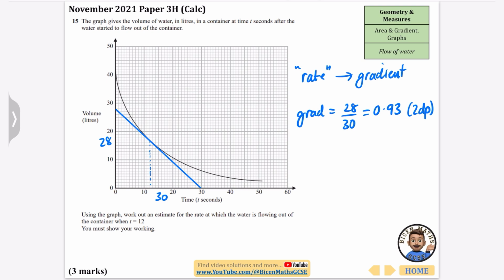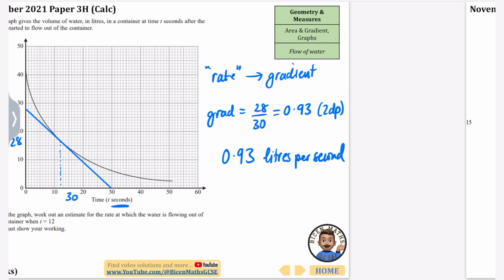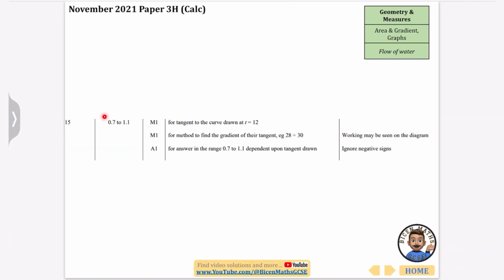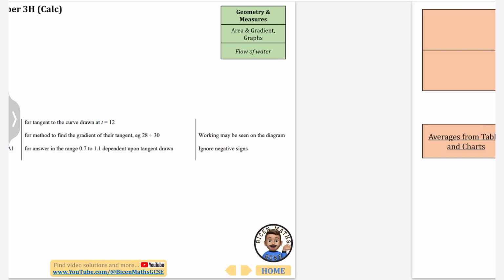And it says use the graph to work an estimate of the rate at which it's flowing out of the container. So I'm going to say that it is 0.93. Look at the units we've got. It's litres per second. 0.93 litres per second. Let's see how this one goes. So they've given us anything inside this range, a tangent there, and yeah, that's all we needed to do. So they've even suggested what we did, 28 divided by 30.